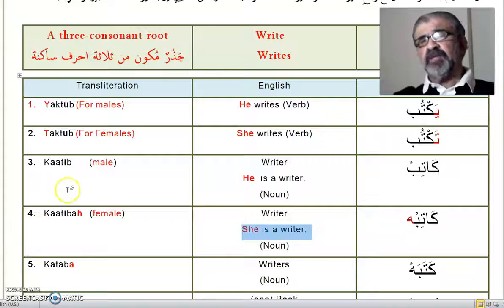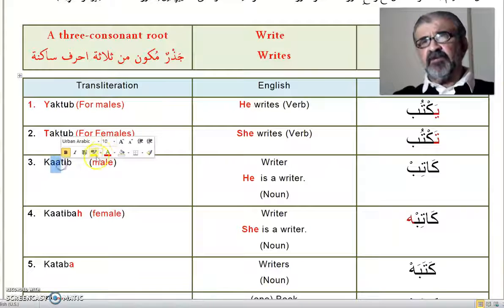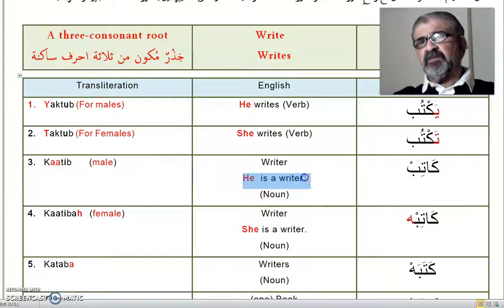While in Arabic, no, actually. We say kataba, كاتب. That's a long vowel, actually. كاتب, he is a writer. And as for females, we say long vowel, katiba, with an h at the end.